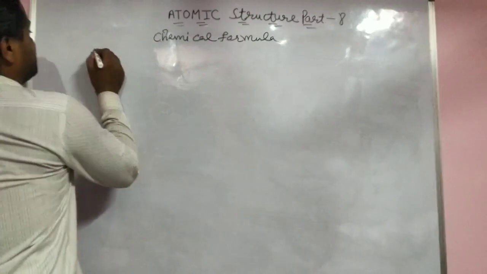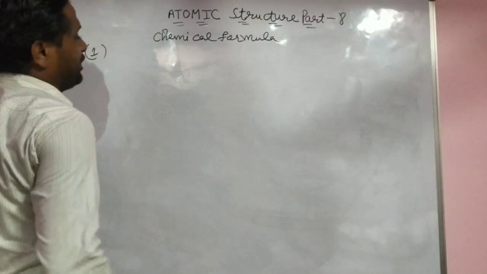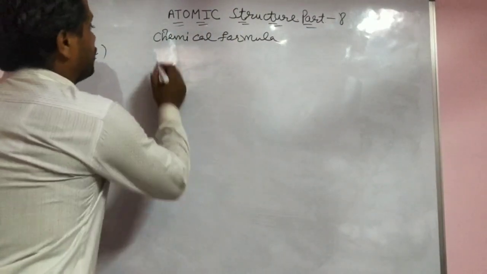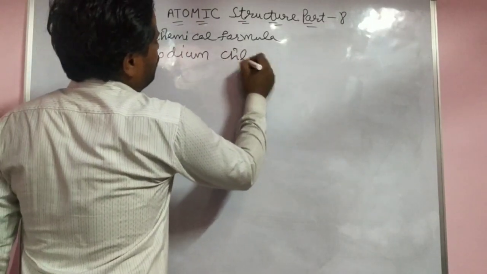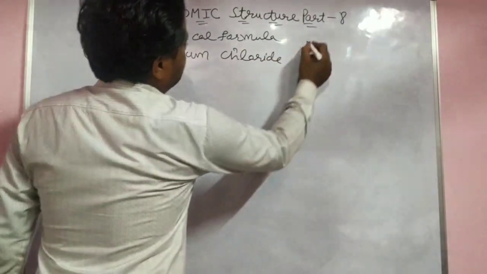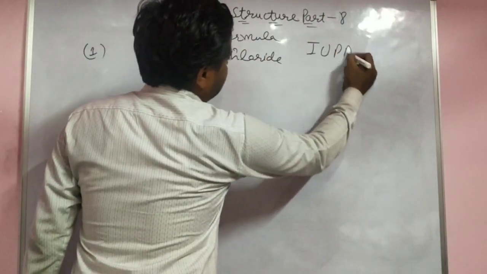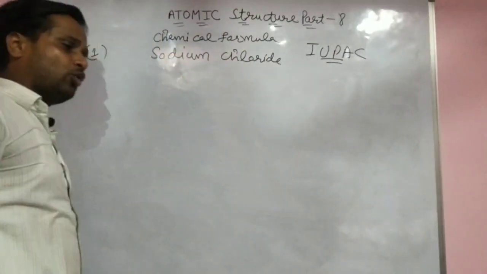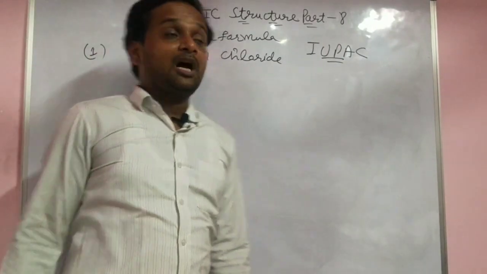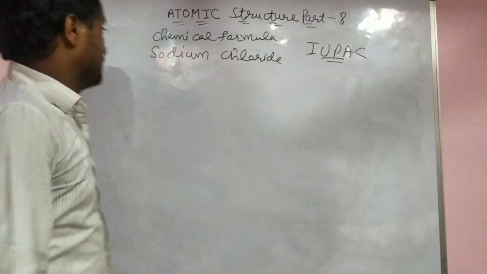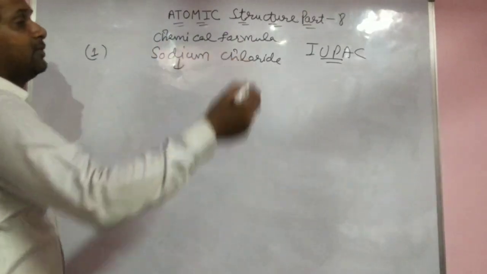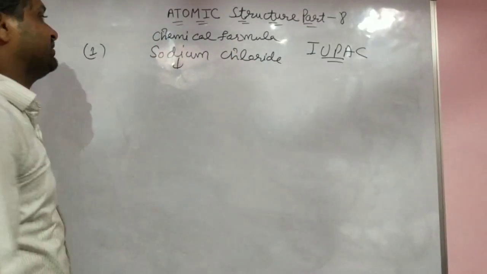First step: for example, you want to make the chemical formula of sodium chloride. This is the IUPAC name, which you already know. Some compounds also have a common name. IUPAC means International Union of Pure and Applied Chemistry, which gives the names of all these elements, compounds and salts.